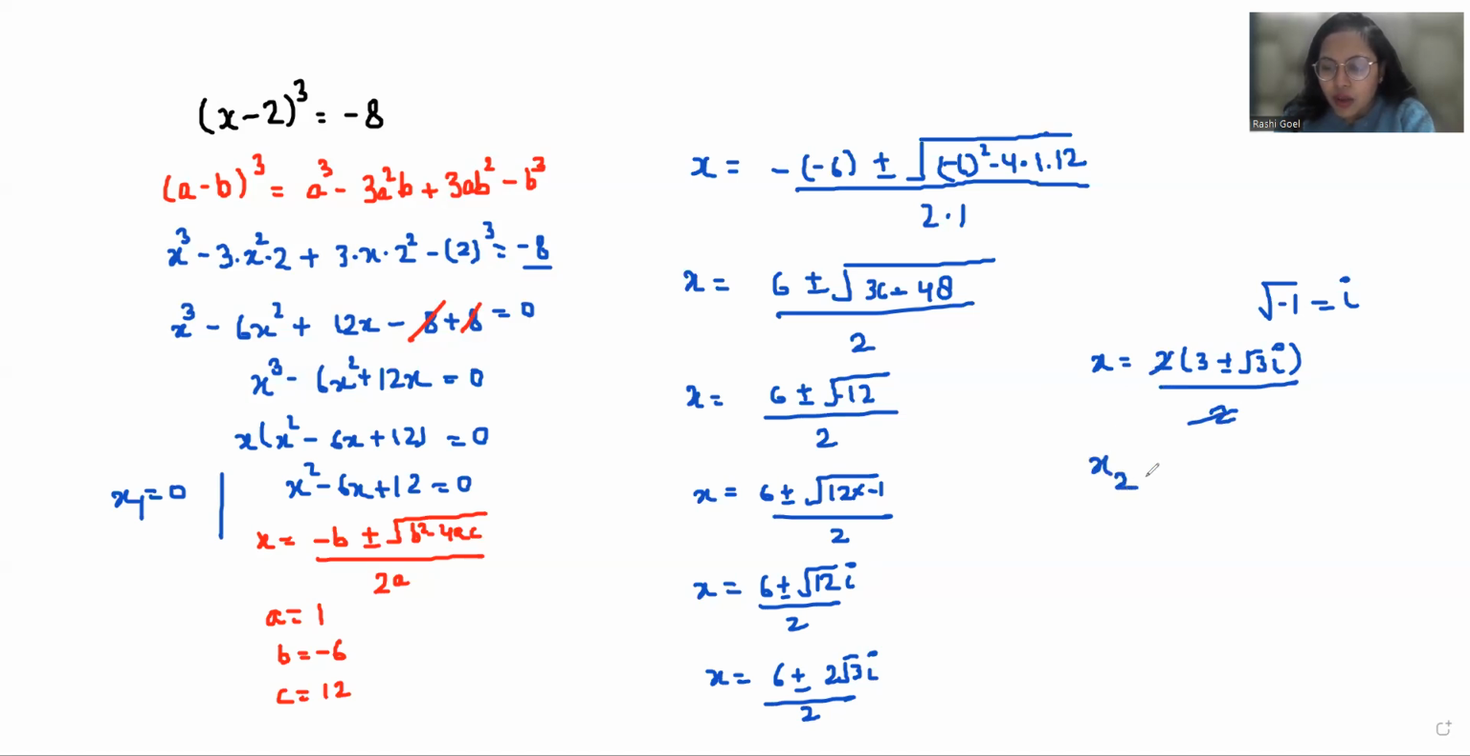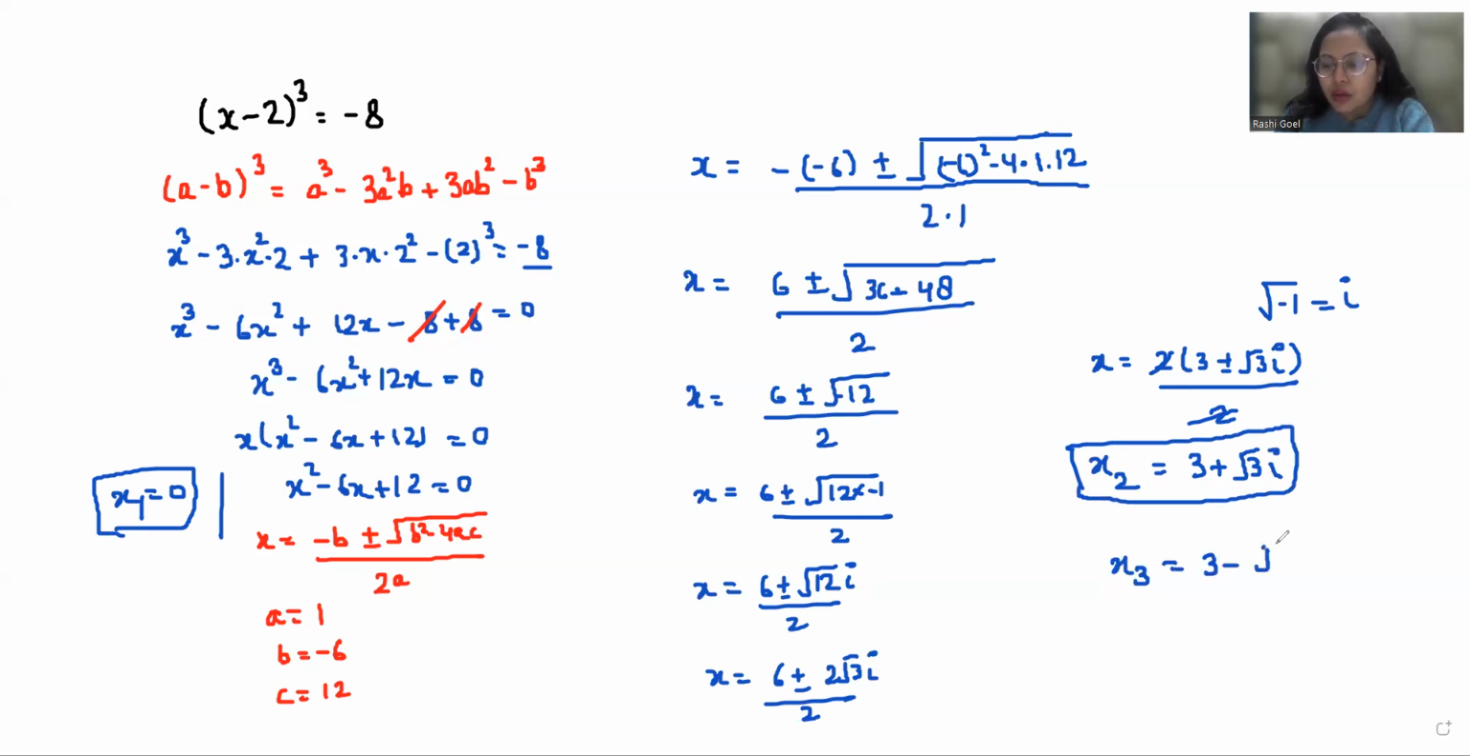So the value of x1 we already wrote as 0. x2 is 3 plus root 3 iota, and x3 is 3 minus square root of 3 iota. These are the values of x.